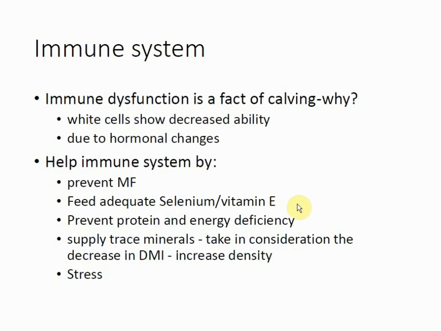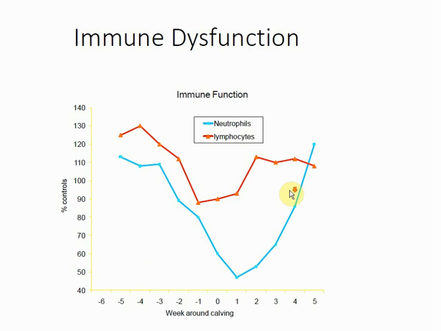Huge gains, huge economic gains from improving transition cow management. A bit of time was spent talking about immune function, and what we were able to discuss was that the white cells show decreased ability to function, and this is really affected by hormonal changes. So to try and help the immune system, we want to prevent milk fever, make sure we get adequate minerals in there, particularly selenium and vitamin E, avoid protein energy deficiency, and consider trace minerals. And the classic stress thing mustn't be underestimated. If we stress these cows in any way, that's going to magnify the problem with the poor immune function.